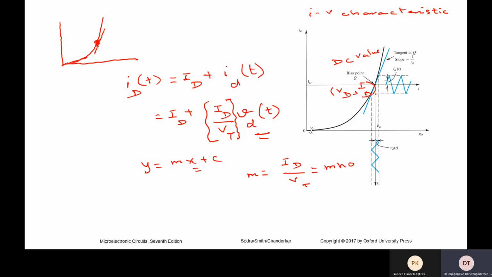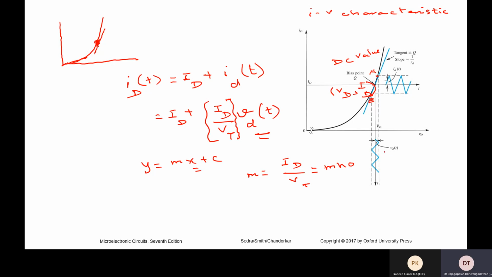Now try to see this. You see here this variation is within this tangent. So if I take the slope of the tangent, which is drawn with respect to the bias point, that will give the slope of this small segment also, right? Which is the small segment? The small segment is from point A to point B over here.